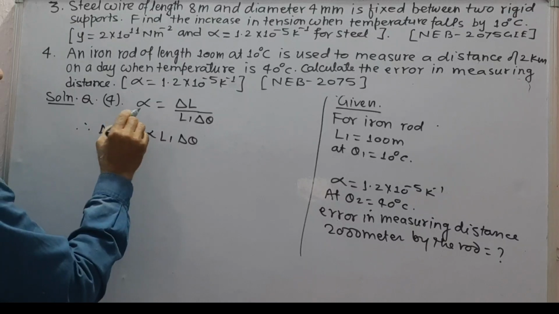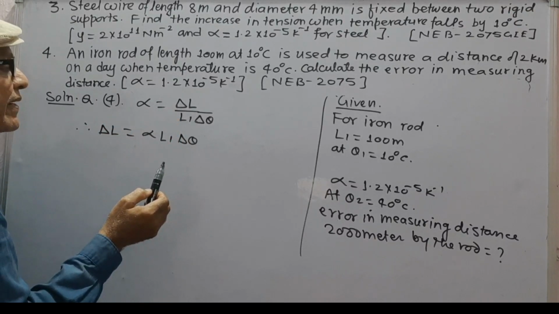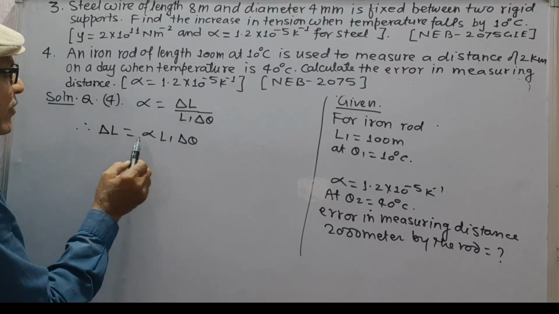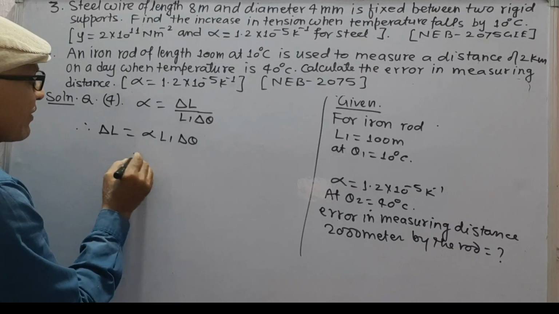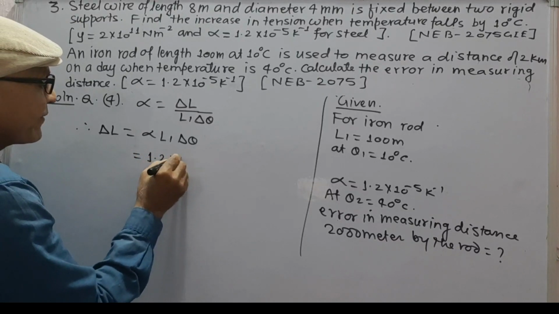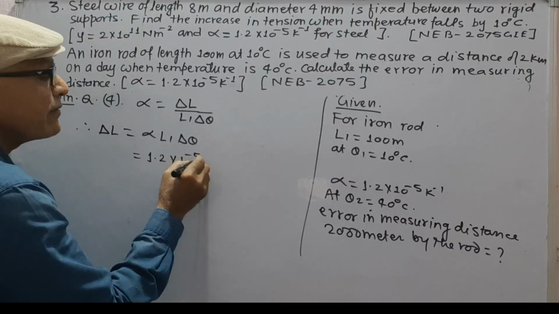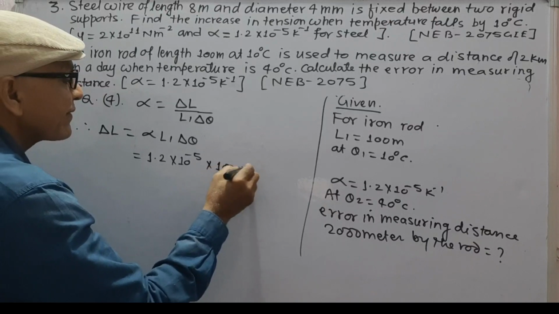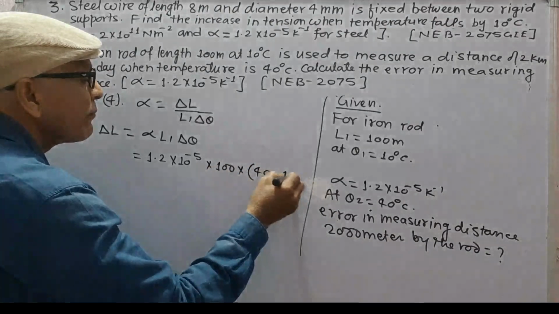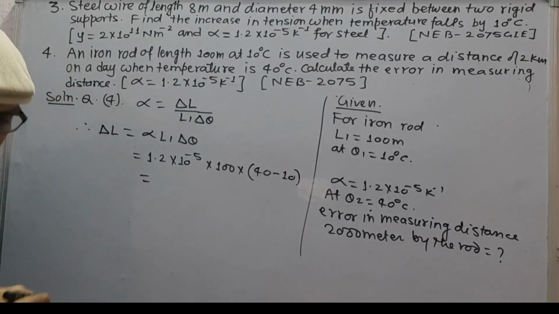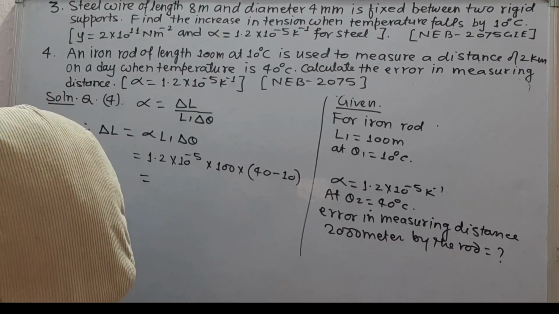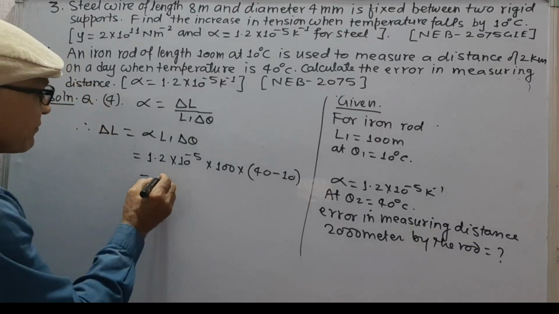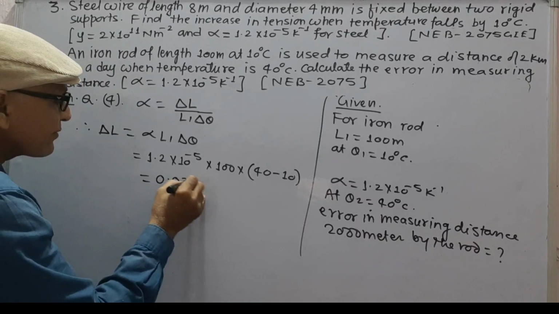Solution to question 4. Alpha is equal to delta L upon L1 upon delta theta. Therefore, delta L will be equal to alpha L1 delta theta. Alpha is 1.2 into 10 to minus 5, L1 is 100, delta theta is 40 minus 10, which gives 0.036 meter.